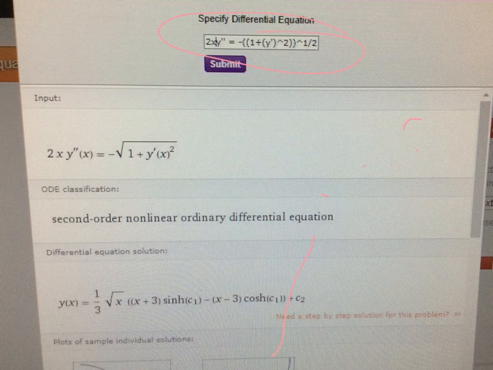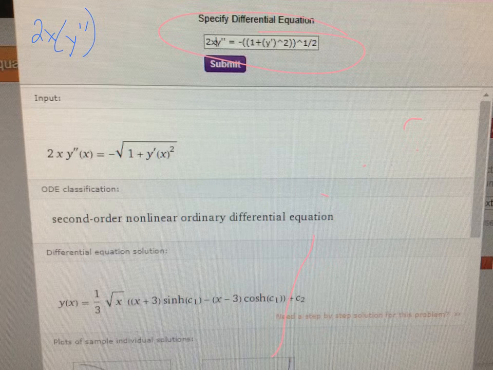So I'm trying to put in the equation we're working with here: 2x, and the d squared y dx squared is y double prime for a lot of the websites. So for this one in particular, that's the easiest way to write it. Equals negative the square root of (1 plus y prime squared). So that's all that has to go in.